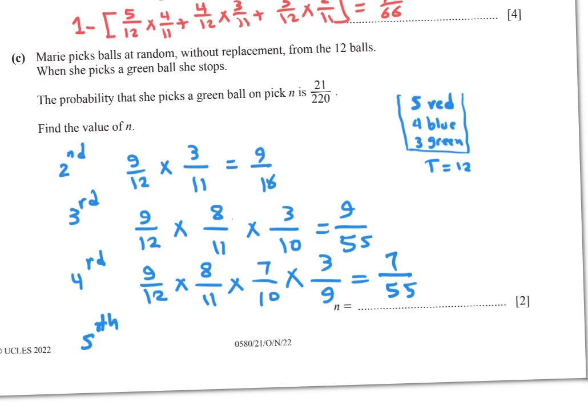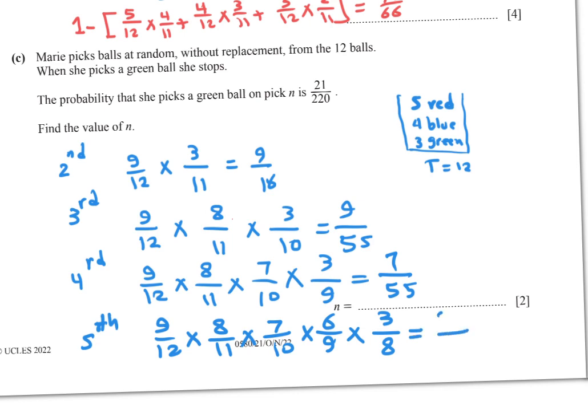The fifth one means the first 4 are not green, so 9 over 12 times 8 over 11 times 7 over 10 times 6 over 9, and the fifth one is green, so 3 over 8, equals 21 over 220. So same answer. So now n equals 5.